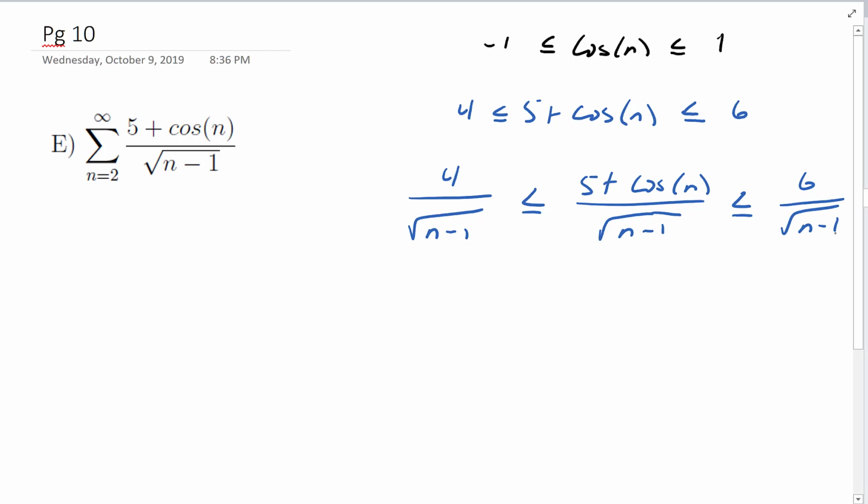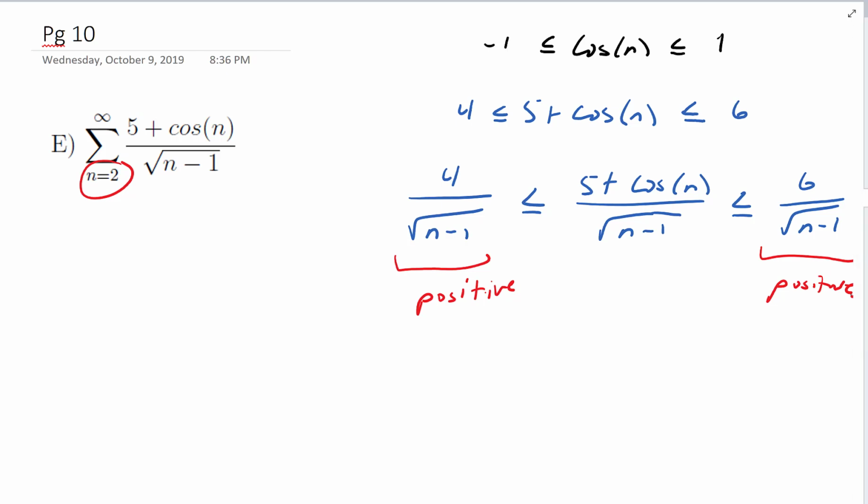So the series I want is now between two other series. And we can see as n goes from 2 to infinity, both other series are positive. So here's the catch. If the bigger series converges, then we've got converges. If the smaller one diverges, then we have diverges. So all I need to do is figure out one of those two things.